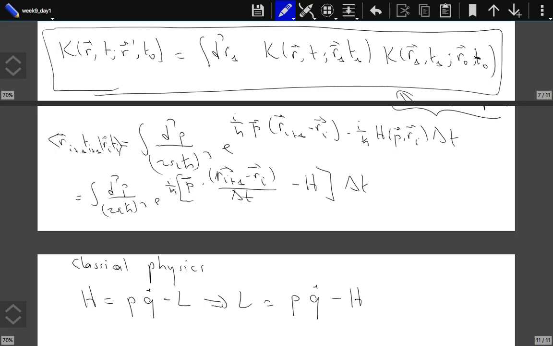Let's look at the above exponential. We have r_{i+1} minus r_i, that is the difference of the position of the particle at two nearby times, divided by delta t, and eventually I take the limit as delta t goes to 0. Well, that is nothing but r_i dot, or q dot in classical physics terminology. So that exponent is nothing but the Lagrangian.